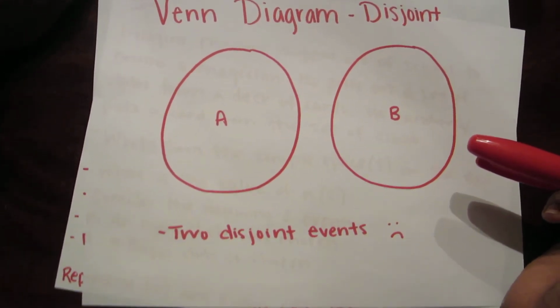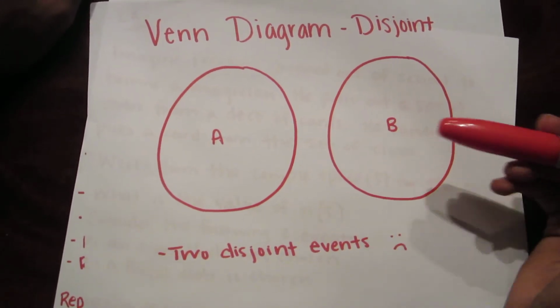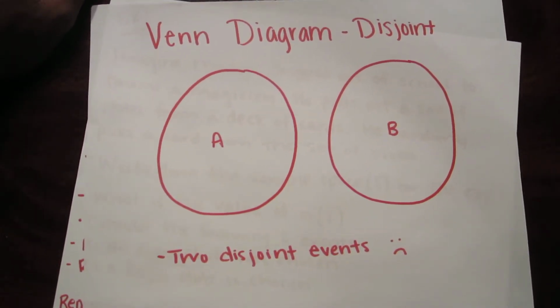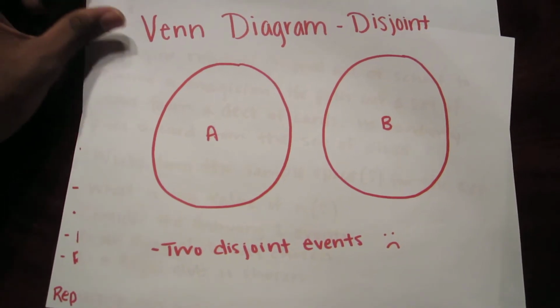The Venn diagram of disjoint. These 2 are disjoint, so none of them are shaded, and they are apart. They have nothing in common.